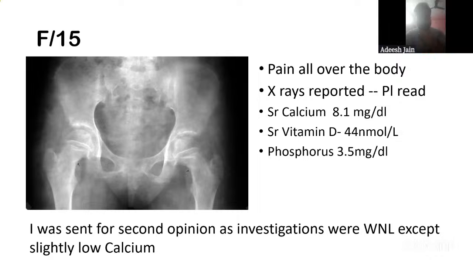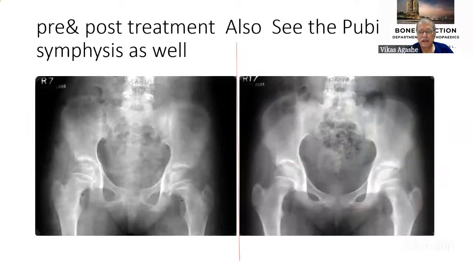Yes, sir. Okay. I will show you the next X-ray. See this. This is after treatment. Can you see the SI joint now? See this and see this. See the pubic symphysis here. So these are some of the very common signs on X-ray of osteomalacia. Widening of pubic symphysis, widening of SI joint.